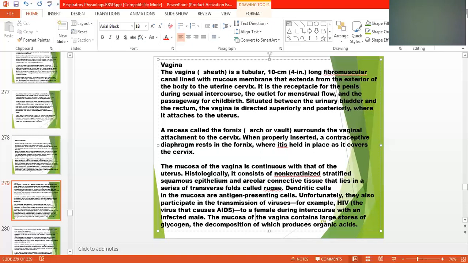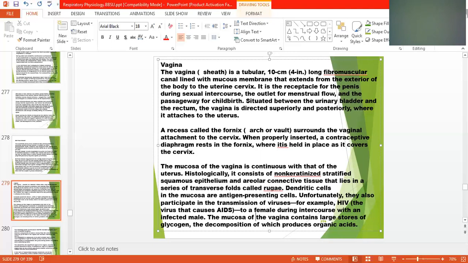As we have seen, the mucosa of the vagina is continuous with that of the uterus. Histologically, it is made up of non-keratinized stratified squamous epithelium and adenoid connective tissue. But this passage, unfortunately, also allows transmission of viruses, for example HIV, a virus that causes AIDS, to a female during intercourse with an infected male.